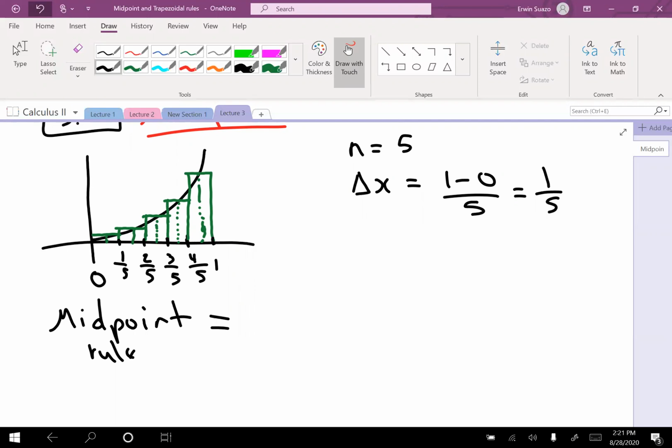So what is the area of the first guy? So the area of the first guy is base. What is the base of the first rectangle? And also I have here f of x equals x squared. Okay. So all the rectangles have 1/5 of base. So remember, area of a rectangle, we're saying base times height, right? So 1/5 is the base times the height. What is the height?